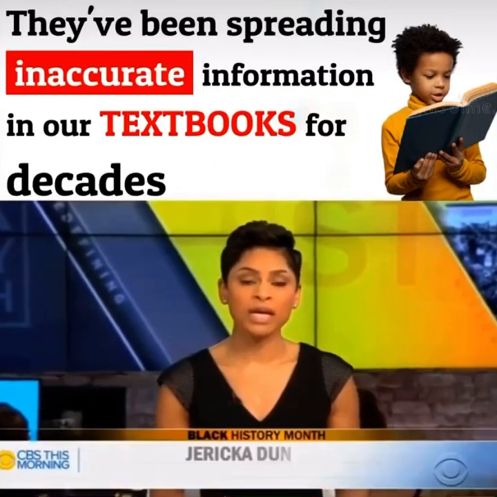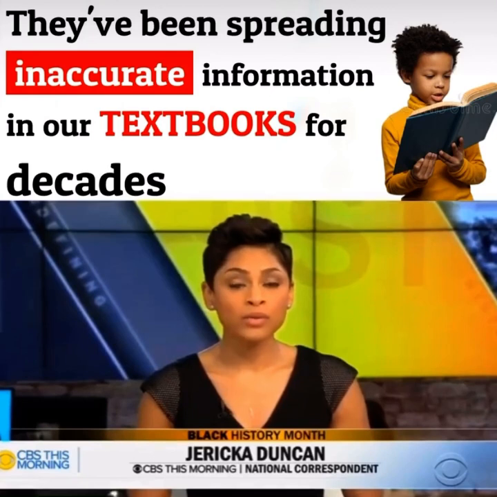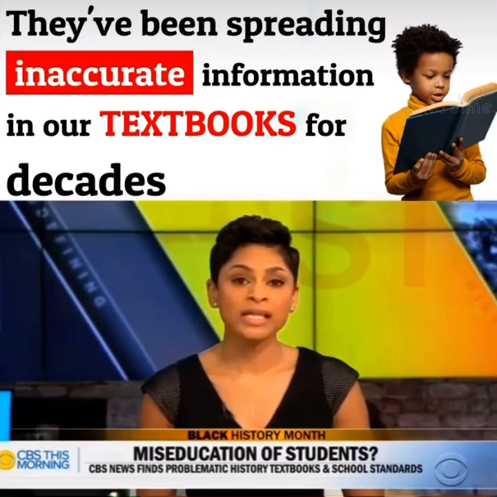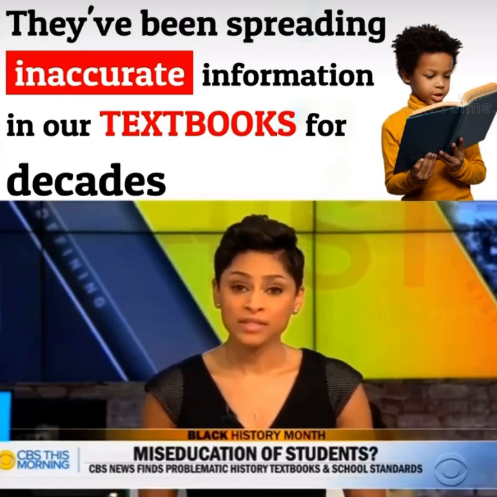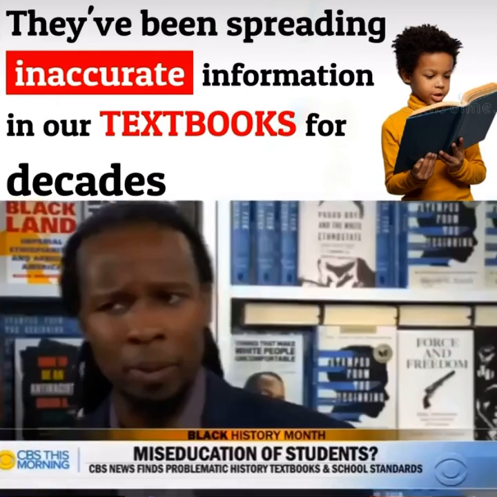How you learn about topics like slavery and the civil rights movement really depends on where you live and the textbooks you're using. And some of the textbooks we looked at, there's information that may surprise you. Is there a problem with how we teach American history in this country?